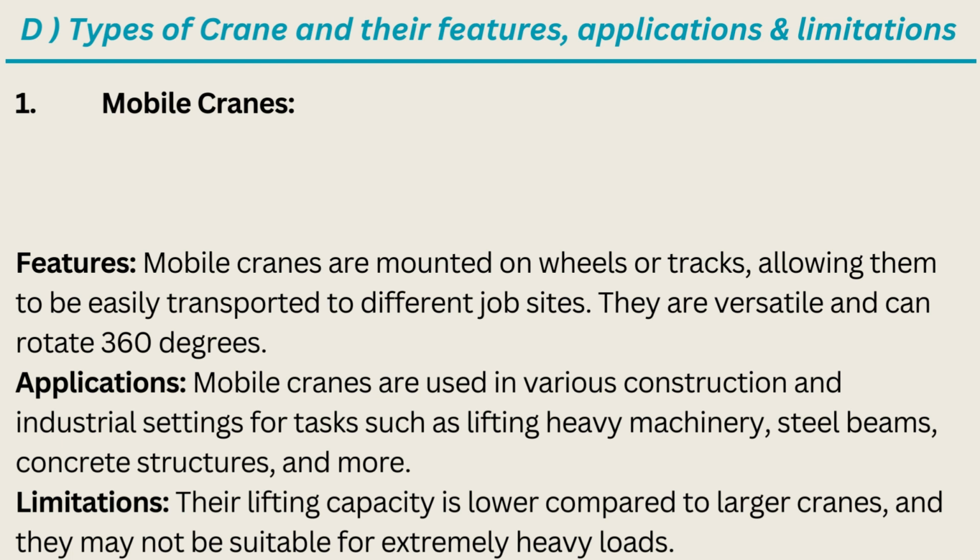Features: mobile cranes are mounted on wheels or tracks, allowing them to be easily transported to different job sites. They are versatile and can rotate 360 degrees. Applications: mobile cranes are used in various construction and industrial settings for tasks such as lifting heavy machinery, steel beams, concrete structures, and more. Limitations: their lifting capacity is lower compared to larger cranes, and they may not be suitable for extremely heavy loads.